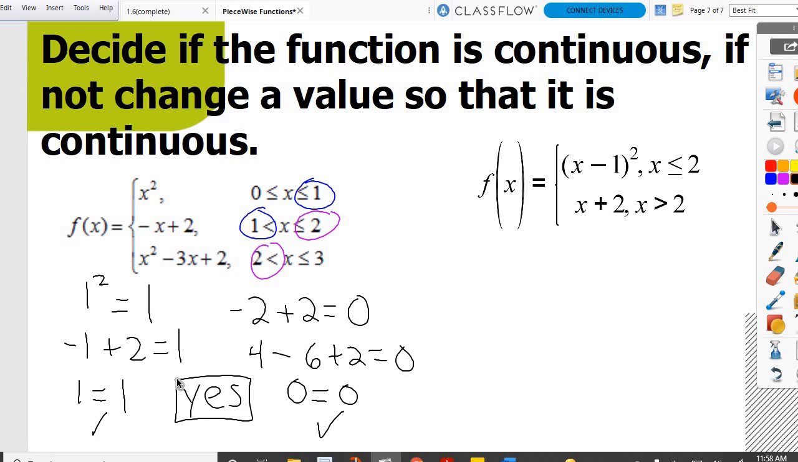On your project, your function is going to have to be continuous, which means you're going to have pieces that meet up. And part of the project is showing me that they do meet up. So, doing these steps, plugging in 1, plugging in 2. Now, if I got, say, 0.999 and 1, is it continuous? No. Or if I got 0.0001 and 0, is it continuous? No. You cannot round. They have to equal exactly the same value.